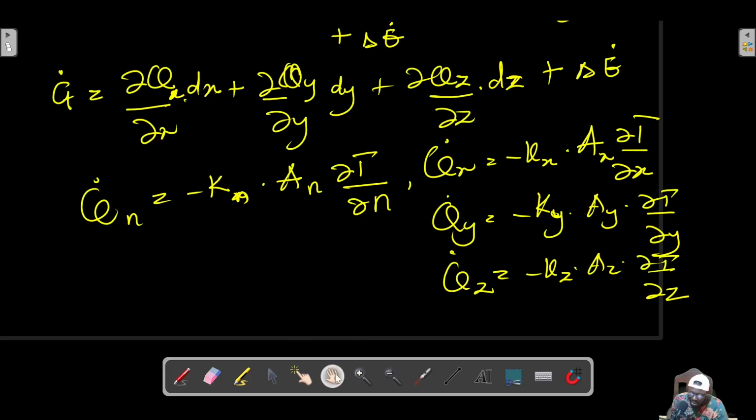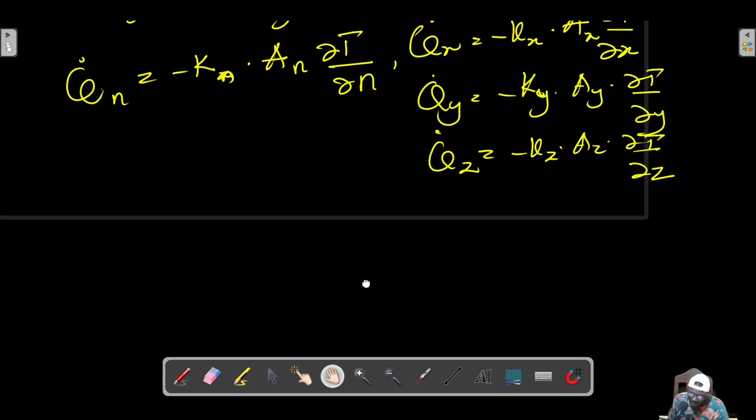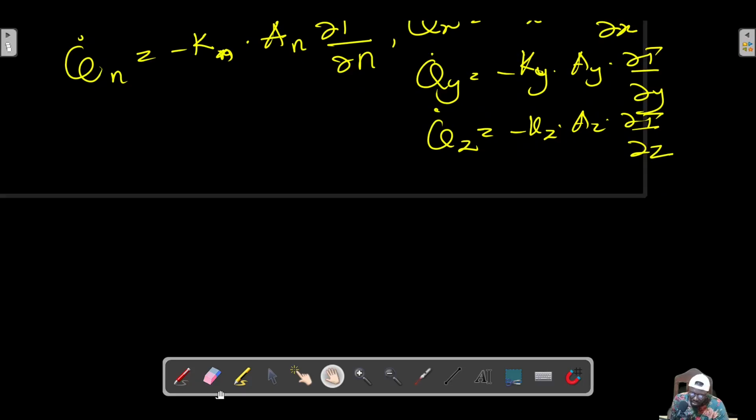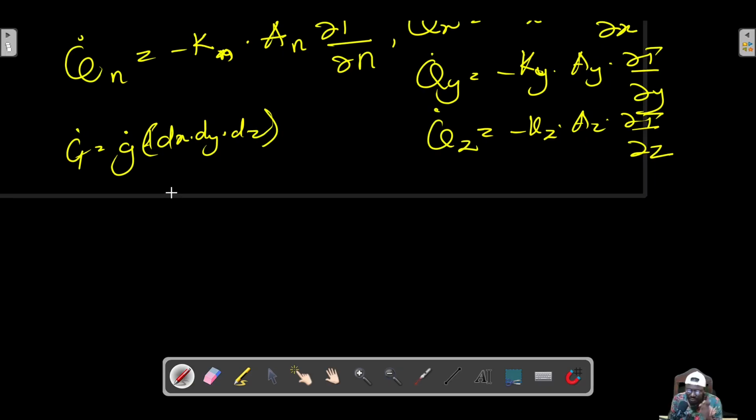But let me just tell you one thing you need to know. We've already defined g as small g multiplying my dV. And since my control volume is a cube, my volume dV is basically dx dy dz. Now, the time rate of change in the thermal energy within the control volume, what is it?